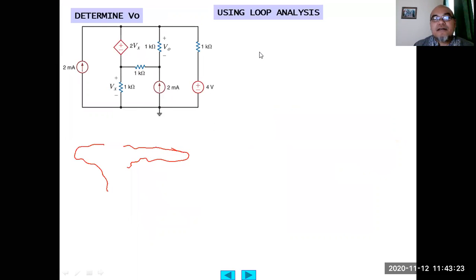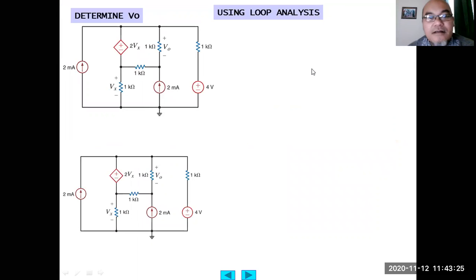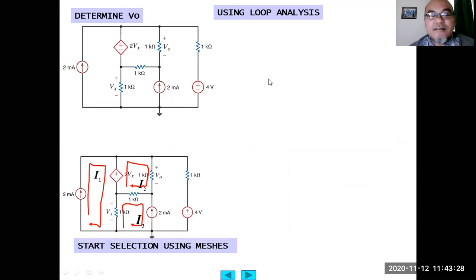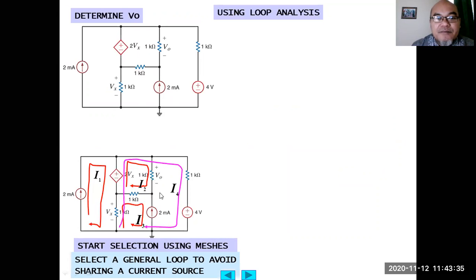Okay, then clear the drawing. If we use loop analysis instead, we can choose first meshes. So the first mesh here, the second mesh here, the third mesh here, and then we can have a general loop to avoid this current source, because if we choose a mesh on this rightmost loop, then we have this current source which is set by these two loops, which usually we don't want. So remember the session yesterday.